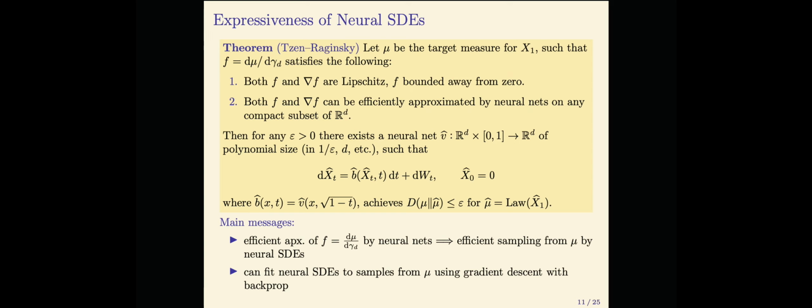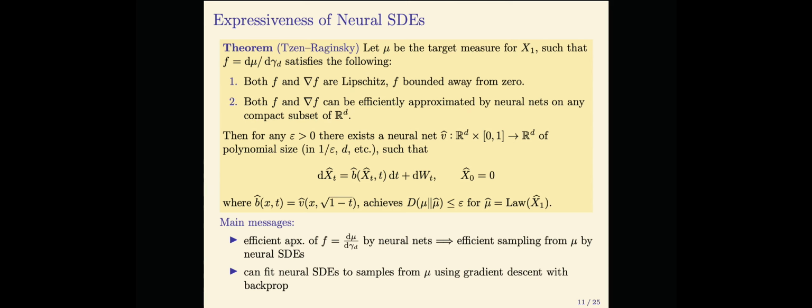Gaussian-like. And then we also make this assumption that both f and its gradient can be efficiently approximated by neural nets on any compact subset. So basically that means that, remember, our task is to sample from mu, right? We want to get a random vector whose distribution is approximately like mu, but the density f of mu with respect to standard Gaussian is a function, and its gradient is a vector valued function. And what we're asking is that both this function and its gradient can be efficiently approximated by neural nets.